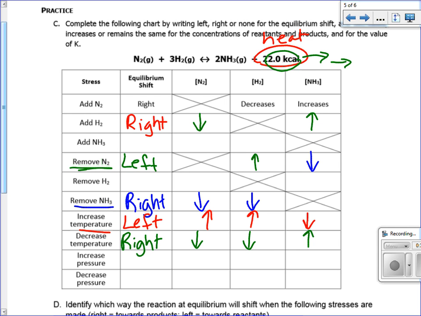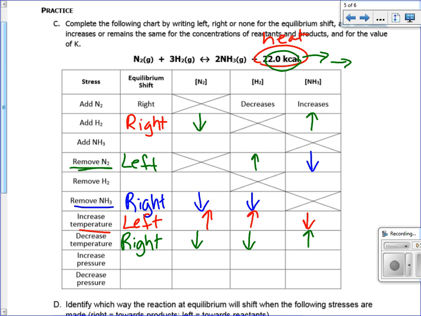Okay, now the pressure thing. The pressure only really is accounted for when we're working with gases, because gases are the only things that are going to exert pressure. Pressure is the bouncing off the walls of the container, right? So you have to look at the moles of the gas. Whenever you're looking at pressure, you need to add up the moles of the gas on each side of the equation.